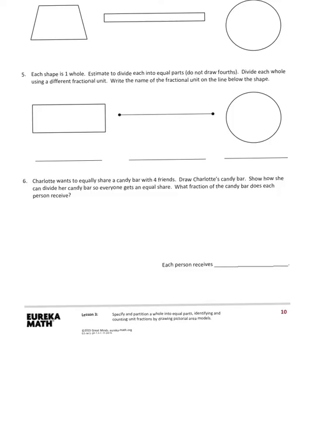Number 5 says, each shape is one whole. Estimate to divide each into equal parts. Do not draw fourths. Divide each whole using a different fractional unit. Write the name of the fractional unit on the line below the shape. Pause the video now to complete this on your own.